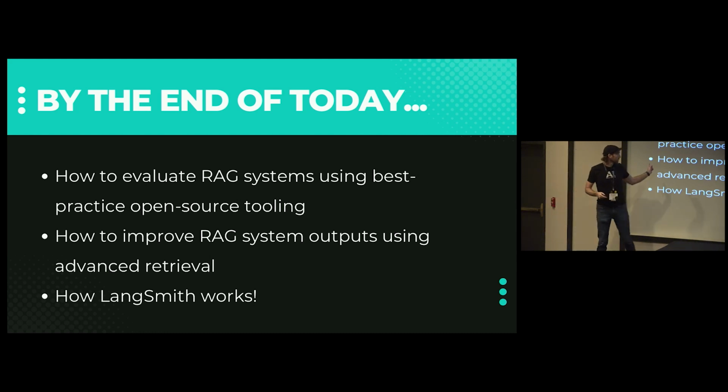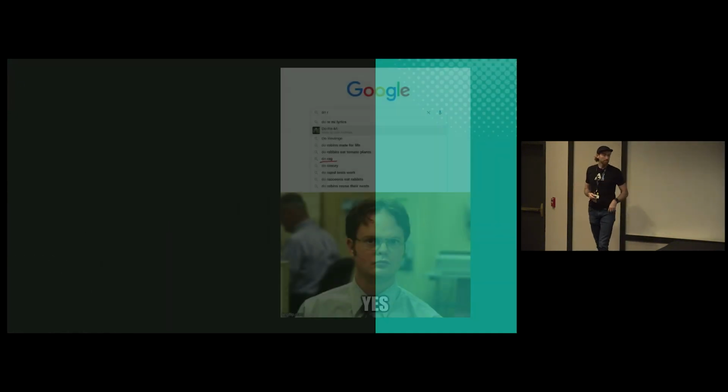And so the improving of the RAG systems is primarily done with retrieval, and that's the place to start. If you improve retrieval, you improve generation, and that's what we're going to focus in on. And then we're going to show you how LangSmith works and what it's all about.